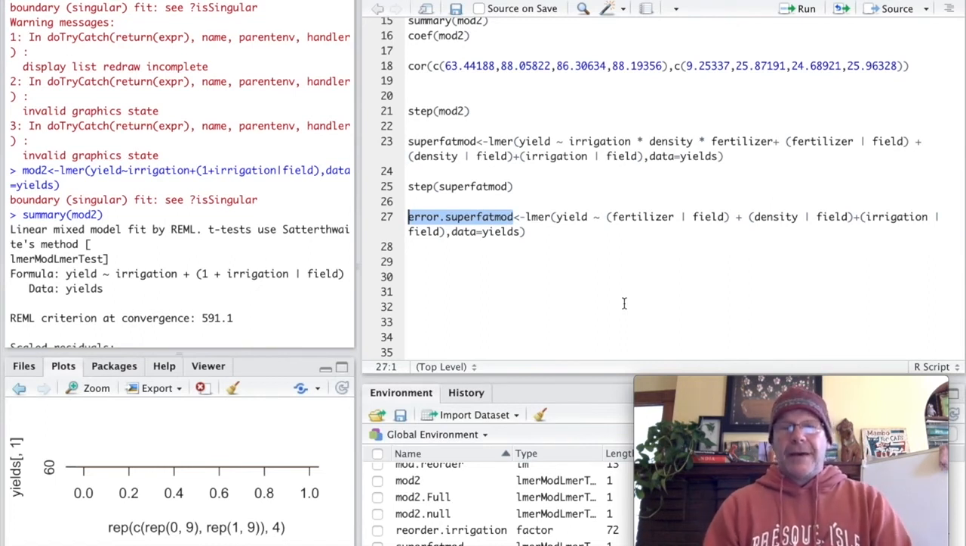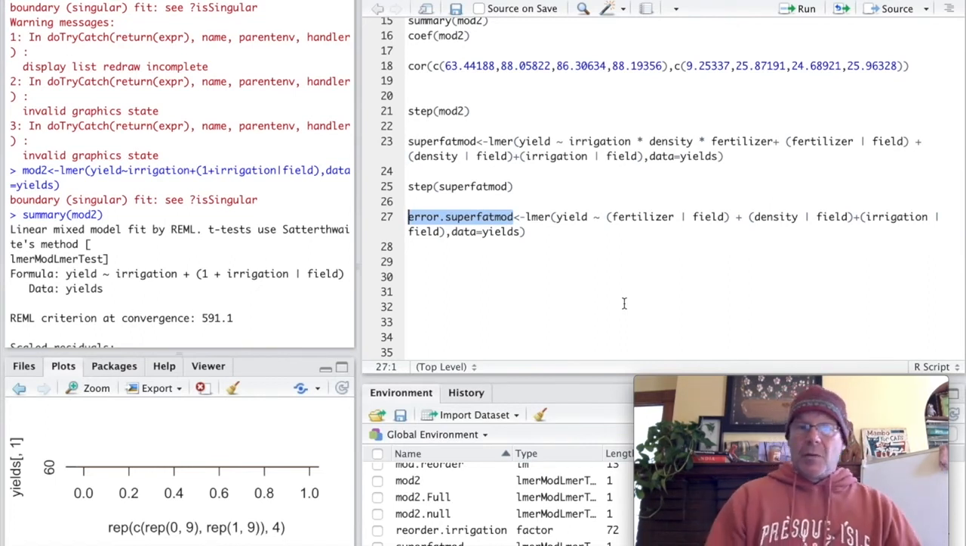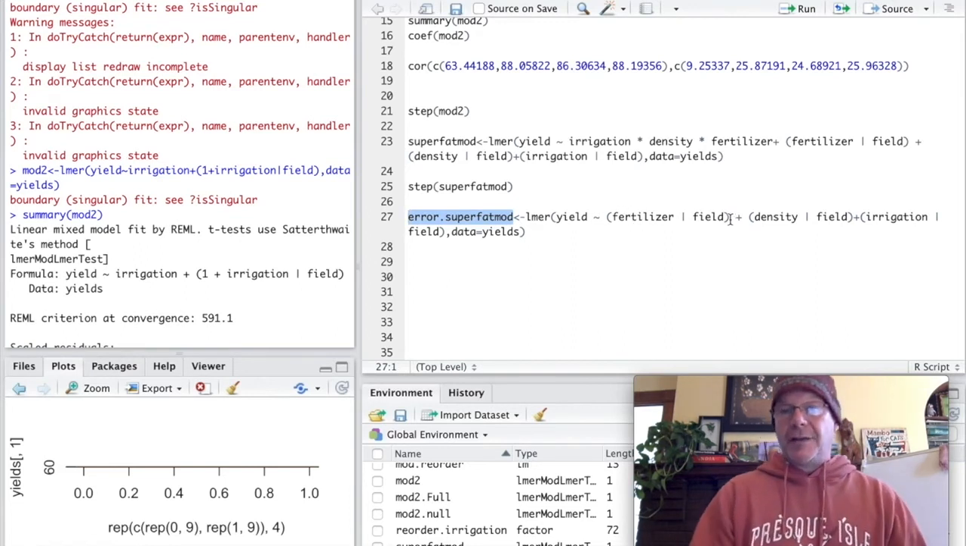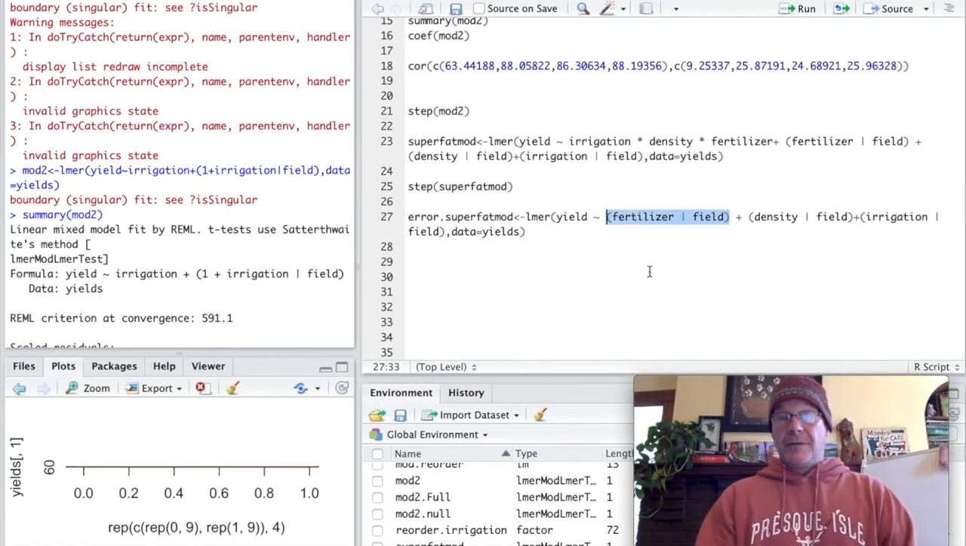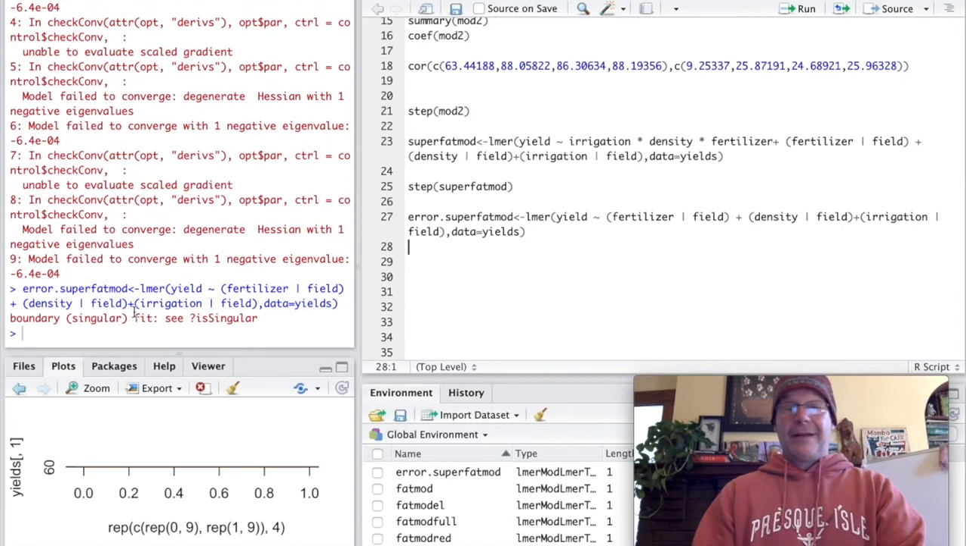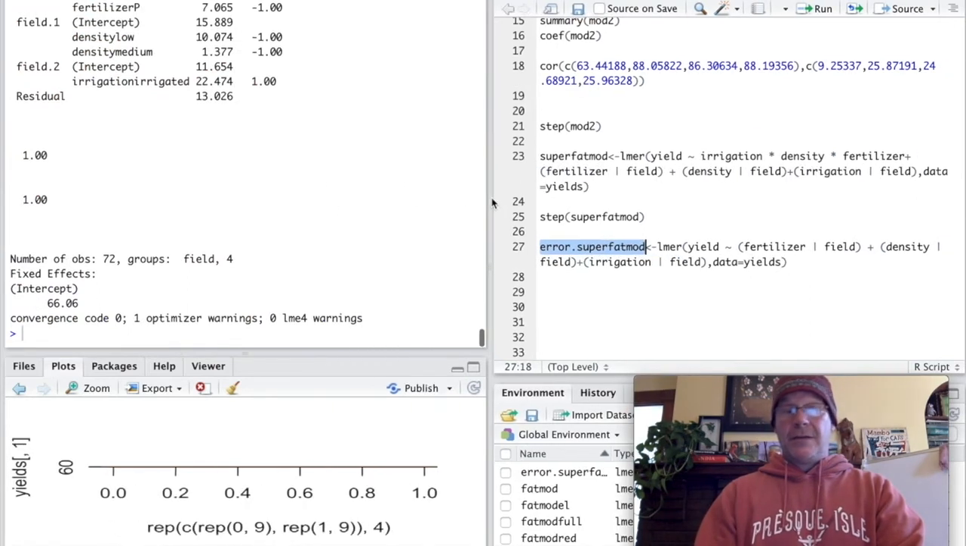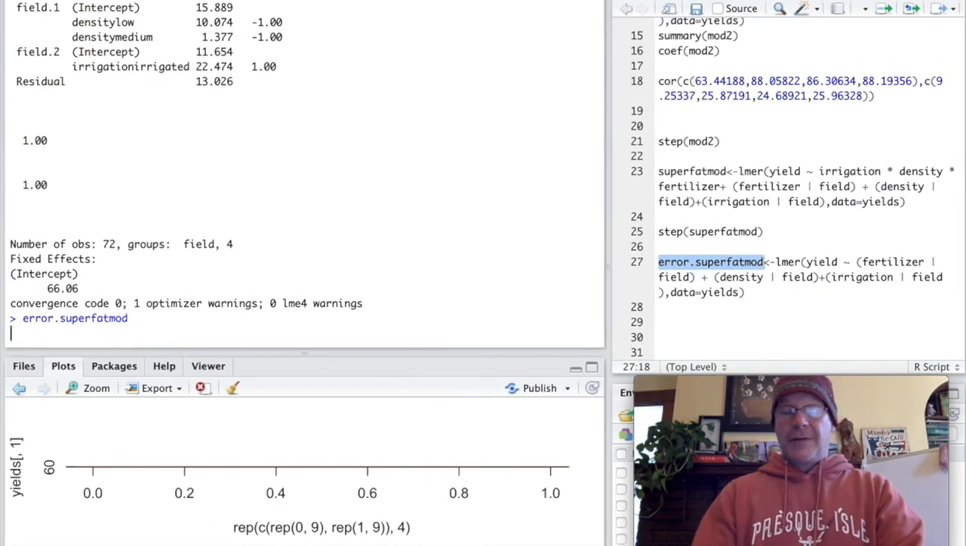So I'm going to have a super fat model just for the error structure, where I'm going to allow fertilizer to have a different slope for each field, and each field to have a different slope for the effect of density, and for each field to have a different slope for the effect of irrigation. And I can go ahead and run that, and again, it's going to give me this warning message. Hey, it looks like you got what we might want to call a singular fit. And let's go ahead and look at that model.